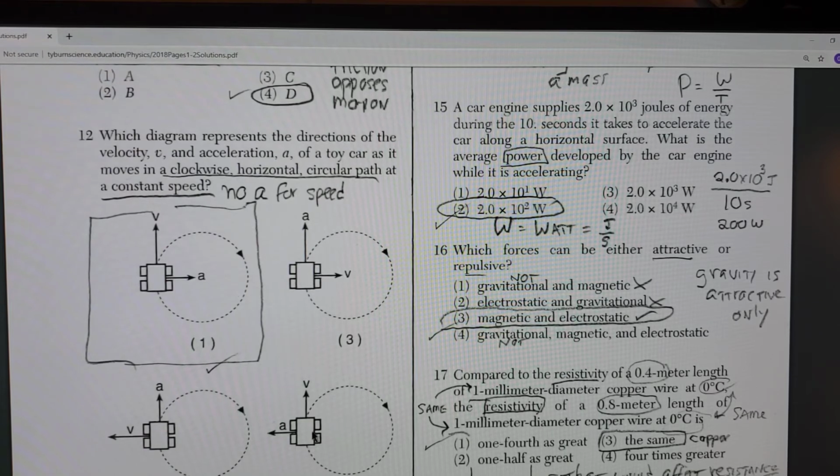And this guy has acceleration this way. This would make the car go in a circle like this. So don't overthink this one. We have to have a force directed toward the center, an acceleration producing a force, and the velocity that way. So that's the right answer.